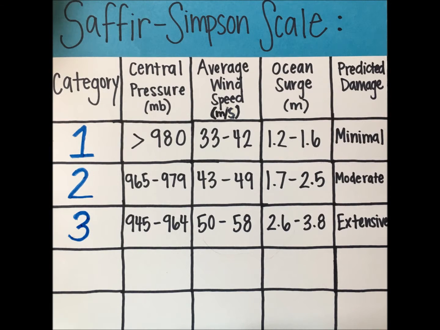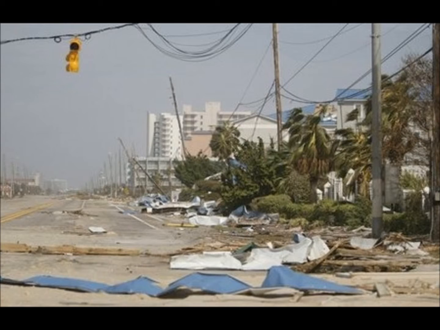A Category 3 storm has central pressures between 945 to 964 millibars, winds between 50 to 58 meters per second, and ocean surge levels between 2.6 to 3.8 meters. With this category of storm, an area is likely to experience extensive damage, with the chance of small coastal buildings and mobile homes being completely destroyed. Gulf Shores, Alabama experienced this category of storm when Hurricane Ivan struck in 2004.